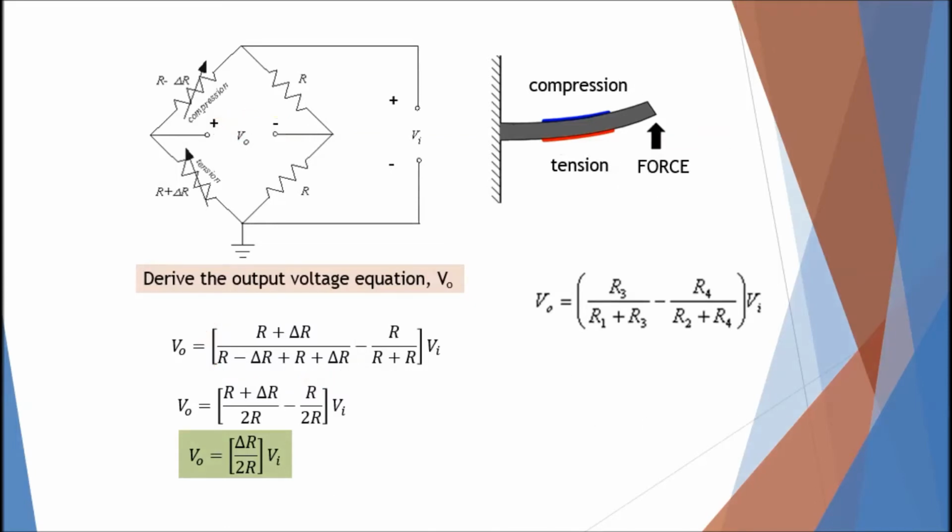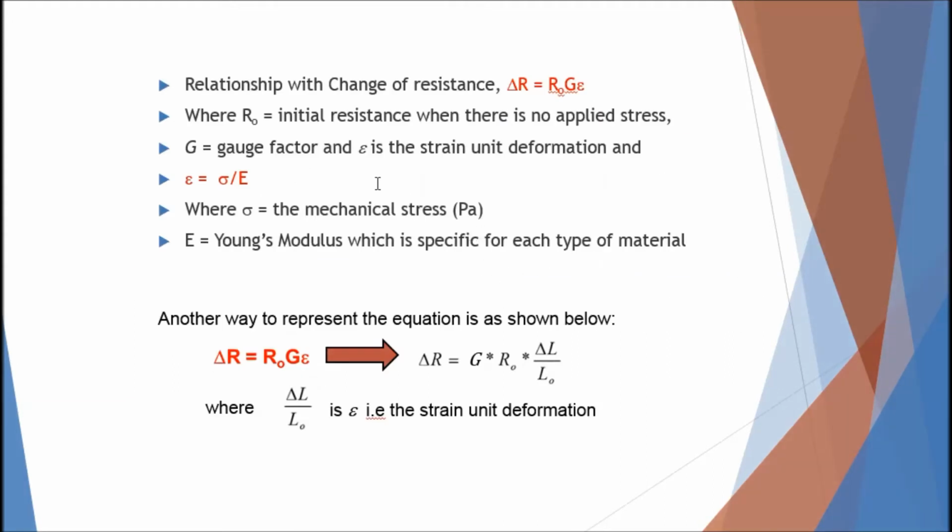The next slide is showing another equation that you can use to calculate delta R. Delta R can also be calculated using this equation, where R naught is the initial resistance, the default resistance, G is the gauge factor, and epsilon is the strain, the unit deformation. And then epsilon is also equivalent to the mechanical stress over Young's modulus. Another way is this equation as well, where your strain deformation can also be calculated using delta L over L naught. This is the length of your strain gauge.